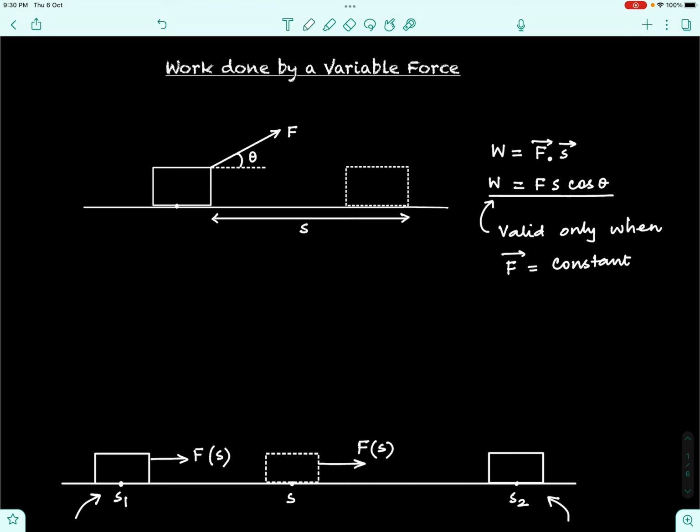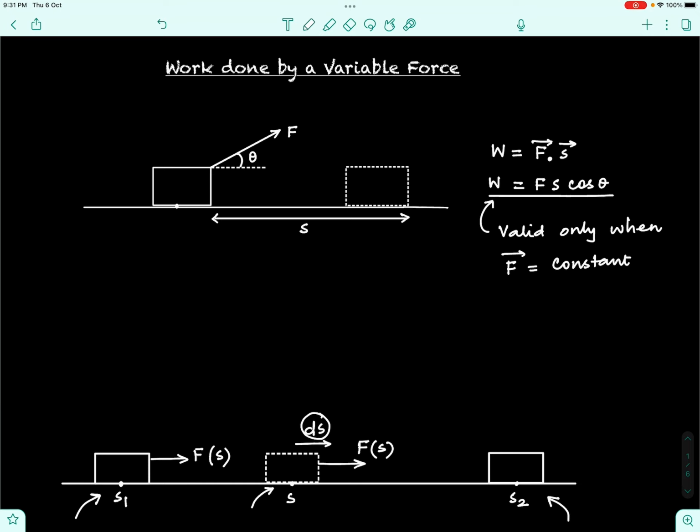Now, in such cases, what we do is we take the block at any general position, which I have taken here at the position S, and knowing the force that acts on this body at this particular position, we consider a very small displacement, let us say ds, that the block undergoes under the effect of this force. Now, what is the significance of considering the displacement to be so small that it approaches 0? It is a differential displacement that we are taking.